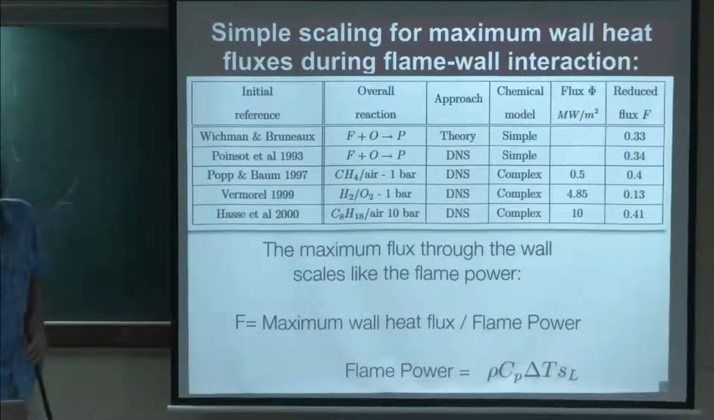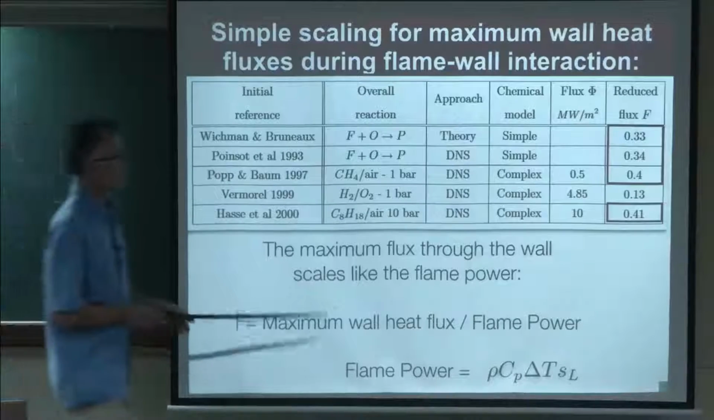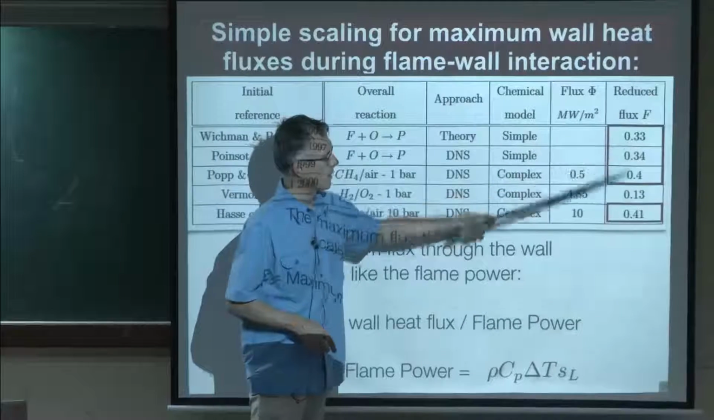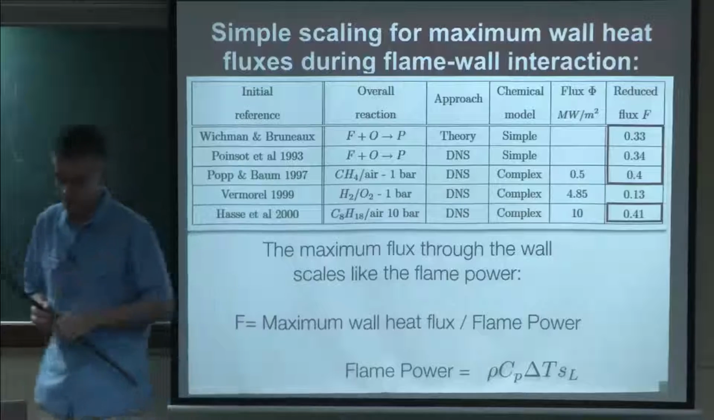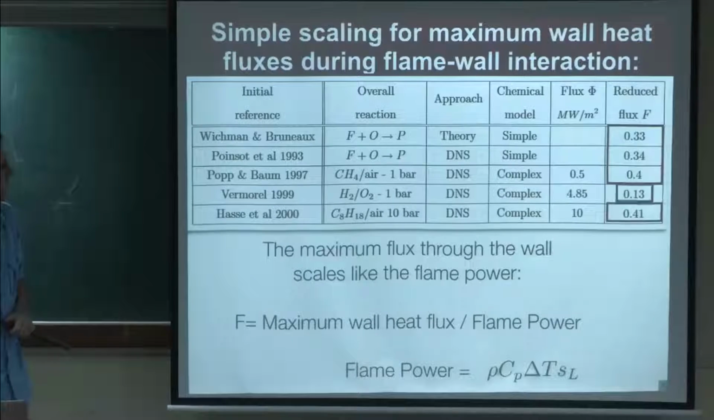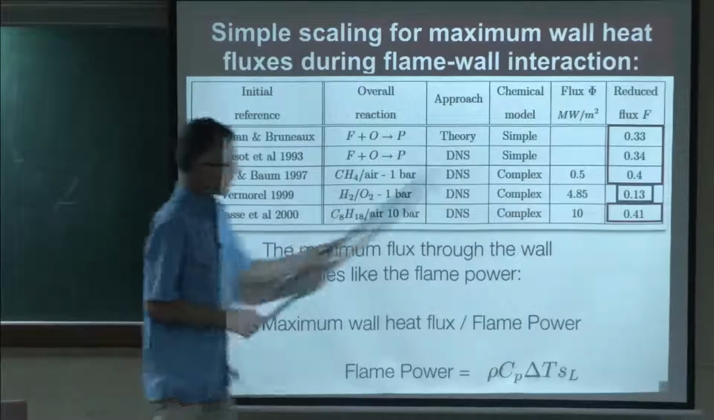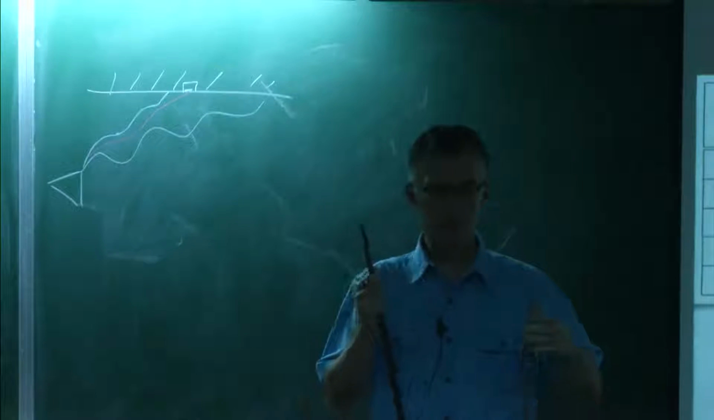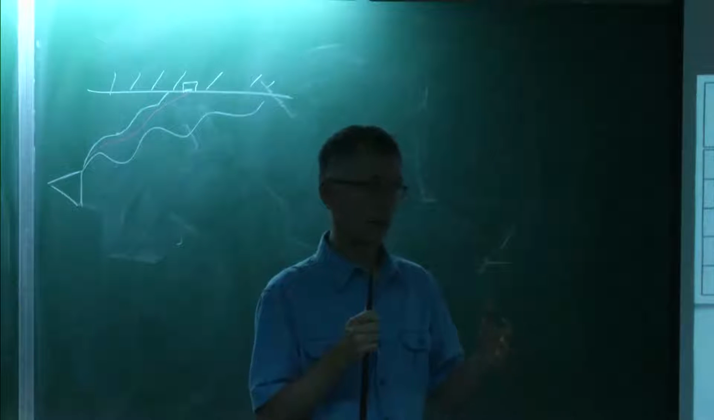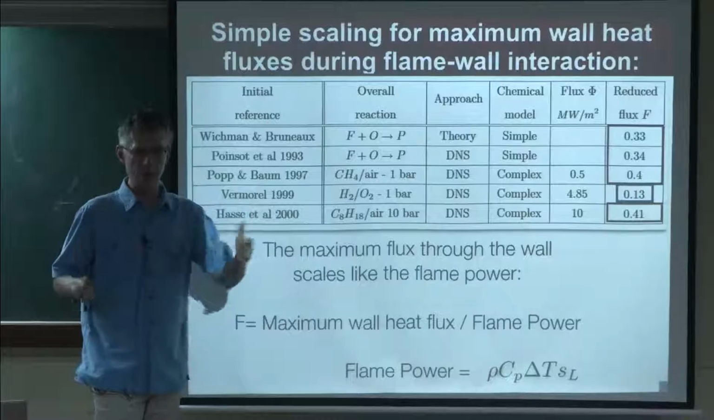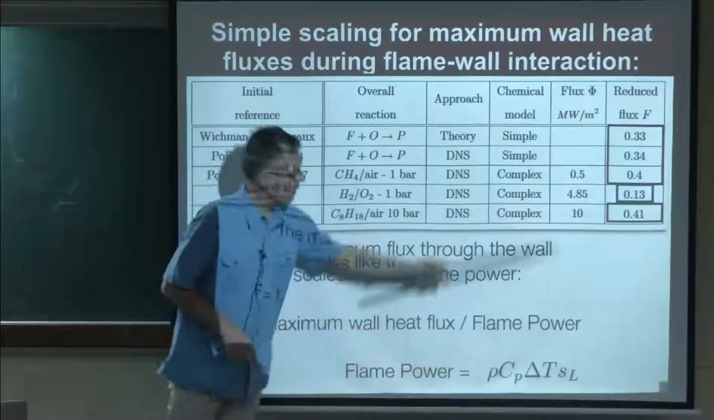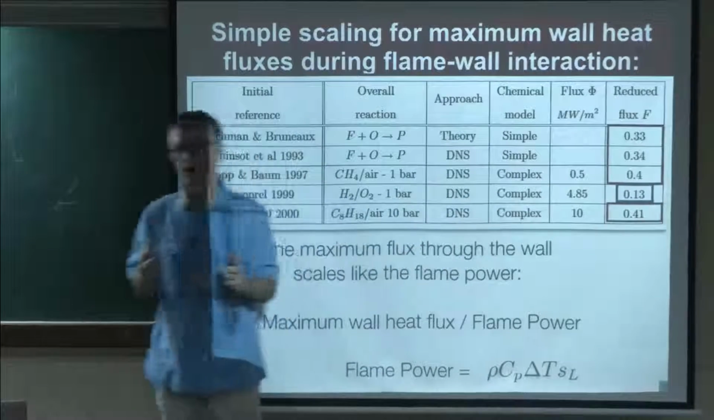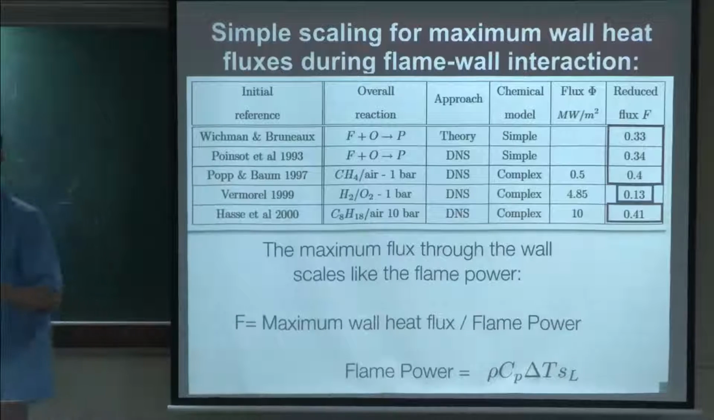And you see that all hydrocarbons actually lead to the same value of the order of 0.3, except hydrogen. As always, hydrogen is always special here. So that's a very useful interpretation: if you have a flame in a box, and you can compute the flame power, and that's independent of the box, you can take any pressure, you just compute this thing, you multiply it by 1/3, and you have a good idea of the maximum flux which can ever be found on a wall. Okay.